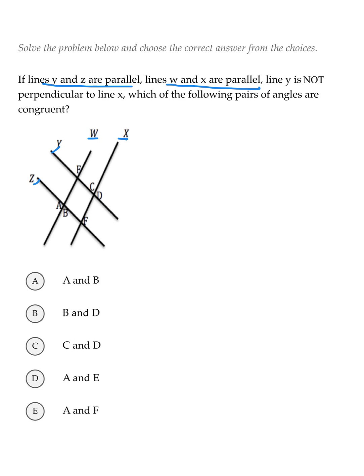The question also tells us that line Y is not perpendicular to line X. And as you can see in the diagram, they do not have a right angle. The question ultimately asks for which of the following pairs of angles are congruent. So congruent means that the angles have the same measure.